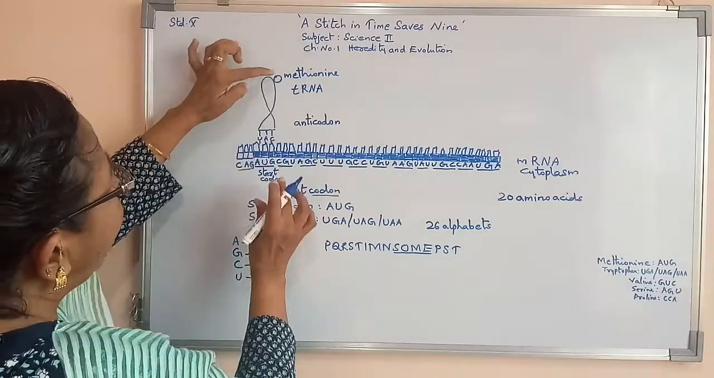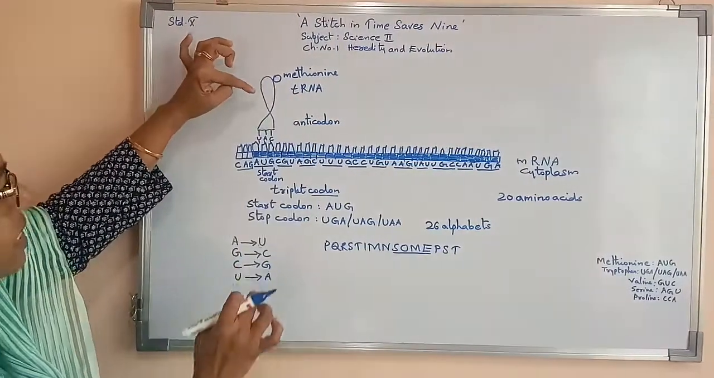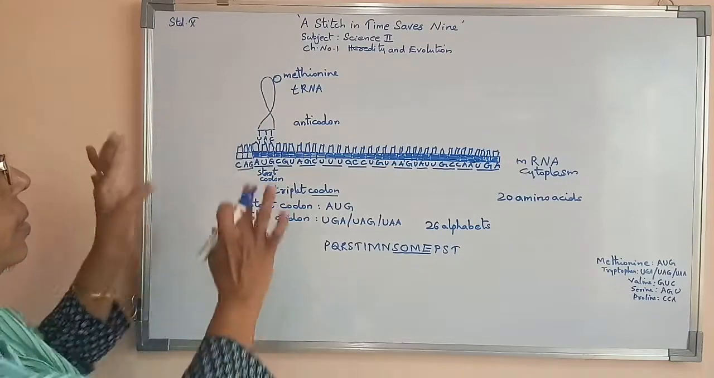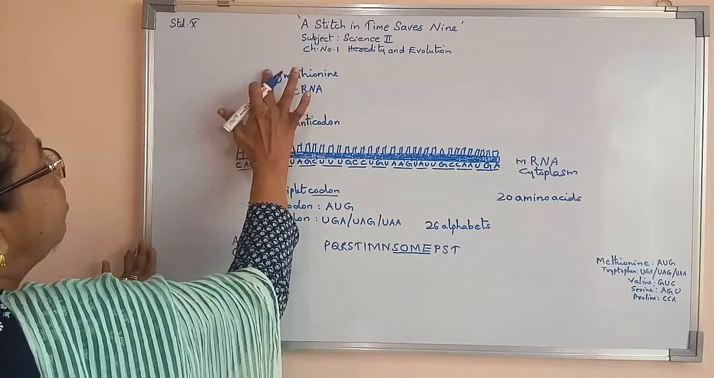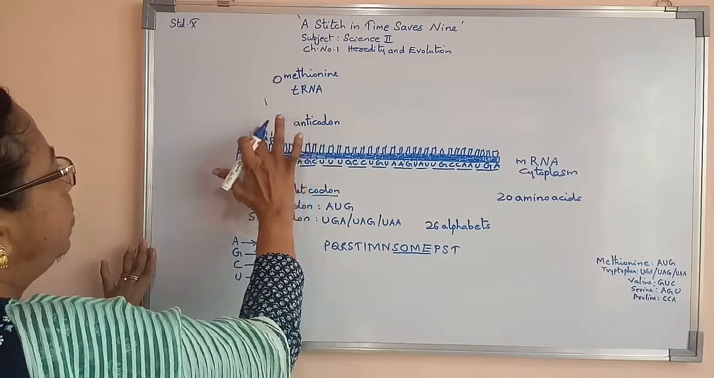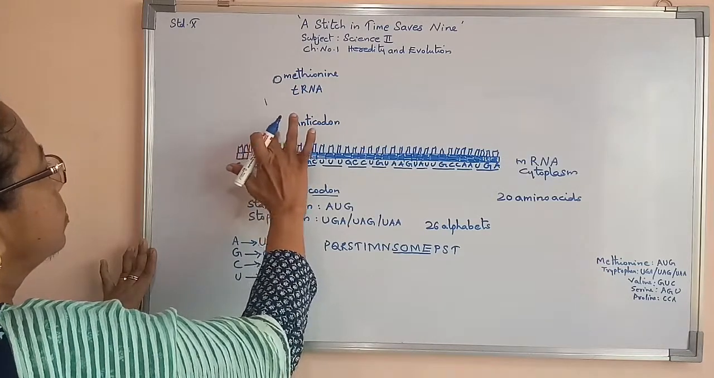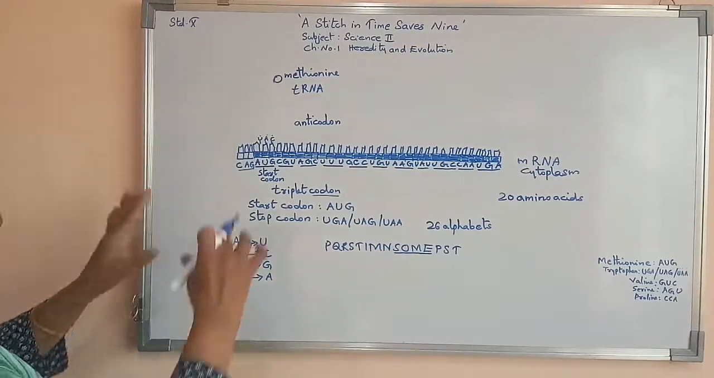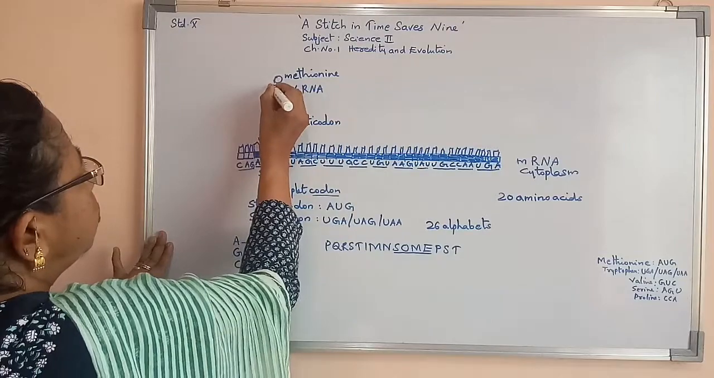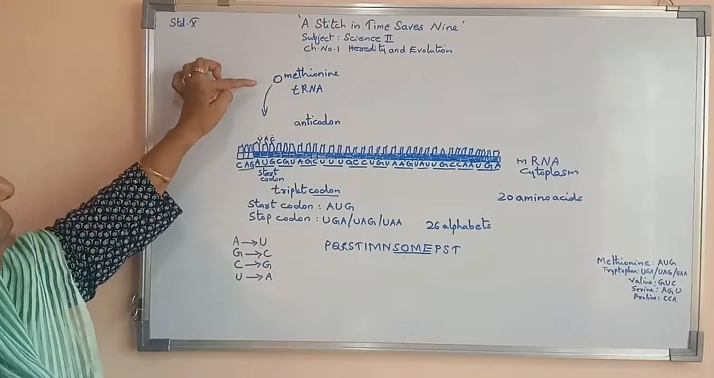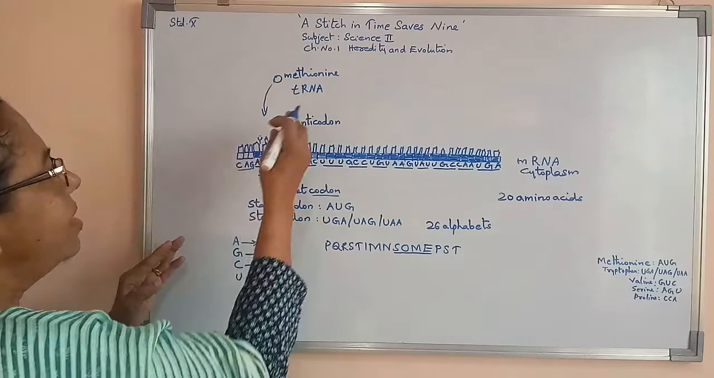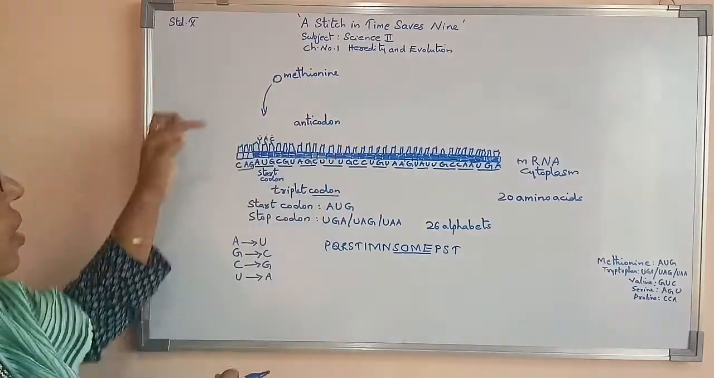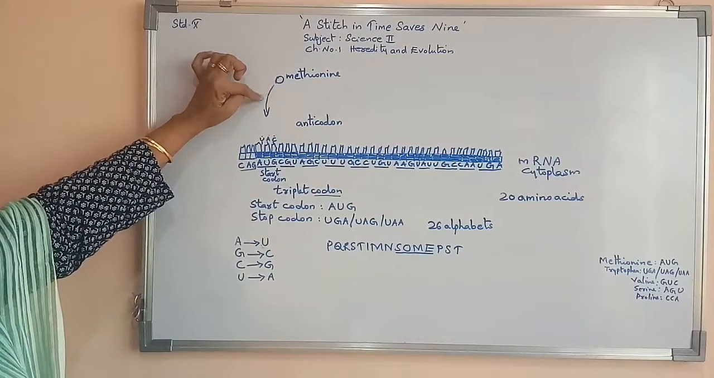So now, after this amino acid comes close to this start codon, this transfer RNA will disappear. There will be the formation of the amino acid. Now this amino acid I am showing you here will come close to it. Again another transfer RNA will come, and this will disappear. The first one already came and kept one amino acid here.